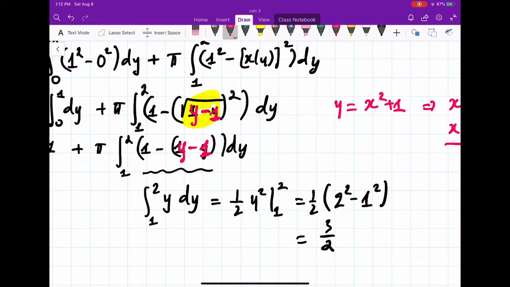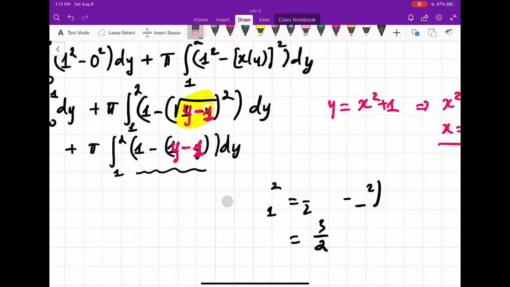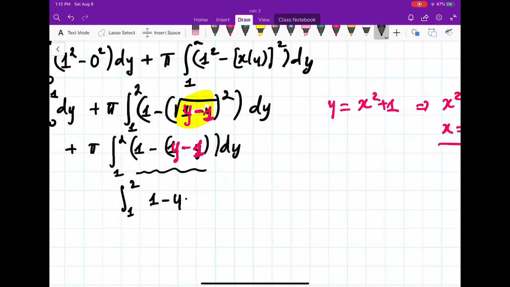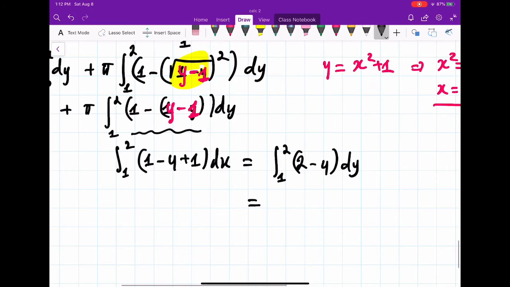Okay. So we will have this integral from 1 to 2, 1 minus y plus 1. So 1 is still there. Integral from 1 to 2, 2 minus y dy. Okay, and that is 2y minus y squared over 2, evaluated from 1 to 2.